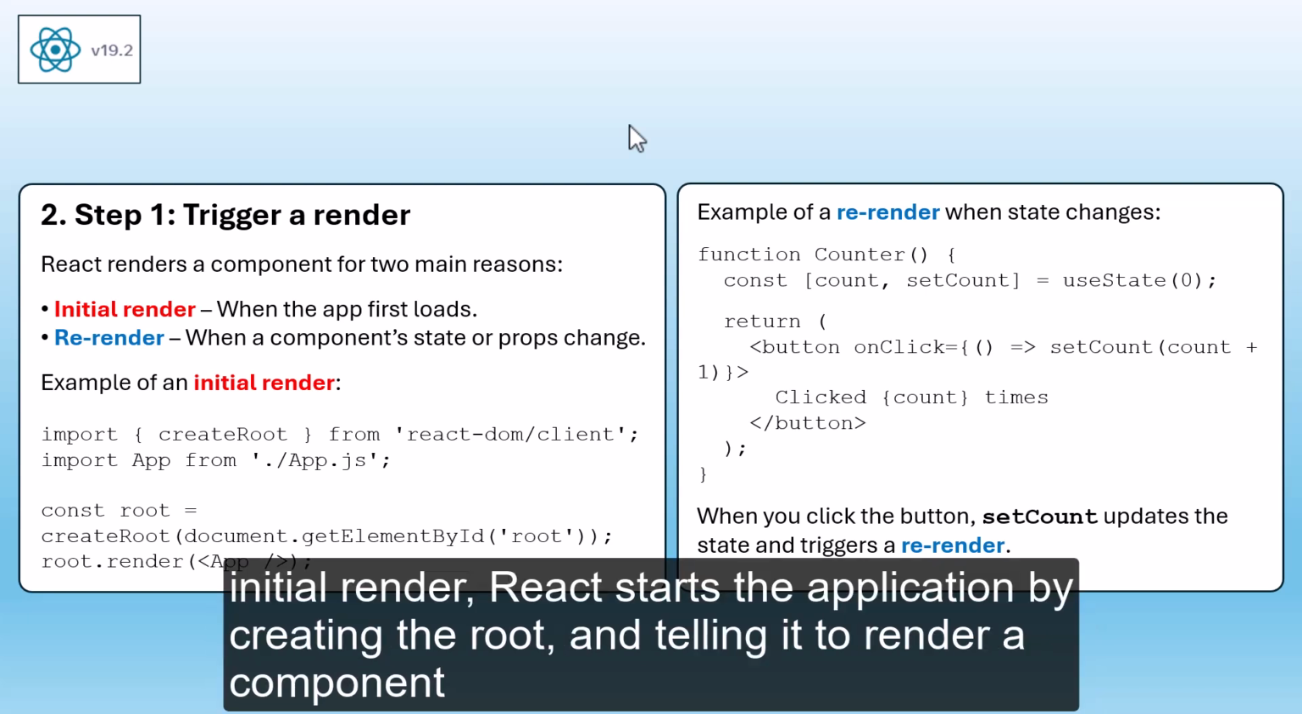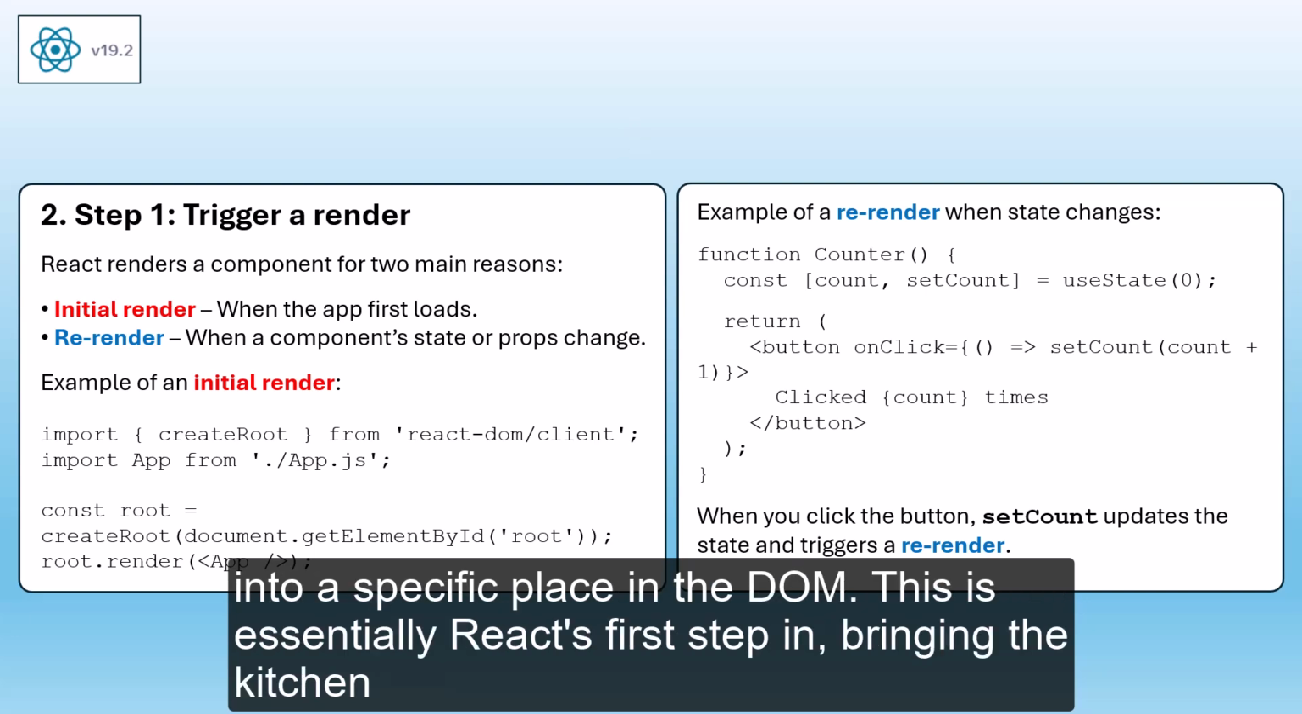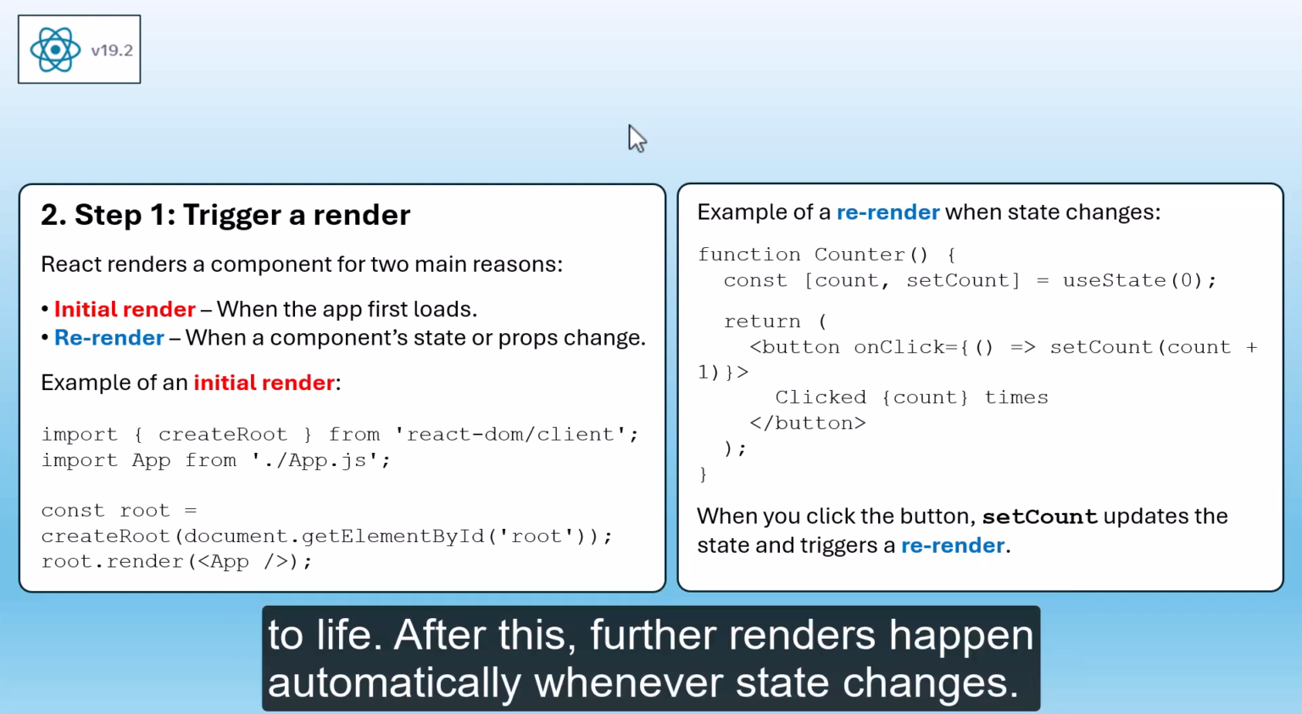During the initial render, React starts the application by creating the root and telling it to render a component into a specific place in the DOM. This is essentially React's first step in bringing the kitchen to life. After this, further renders happen automatically whenever state changes.